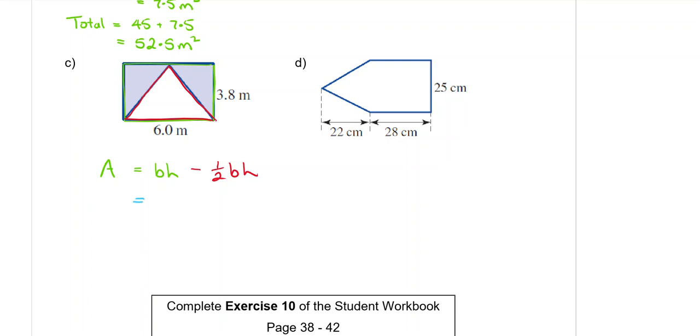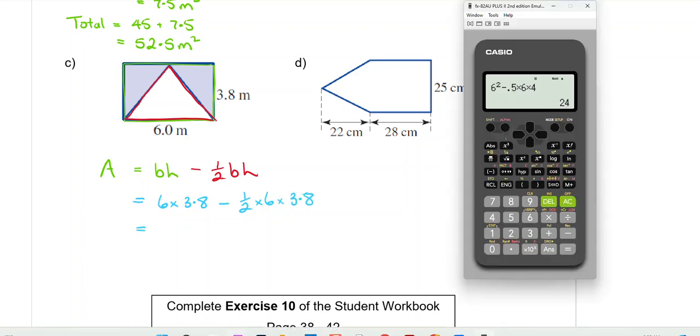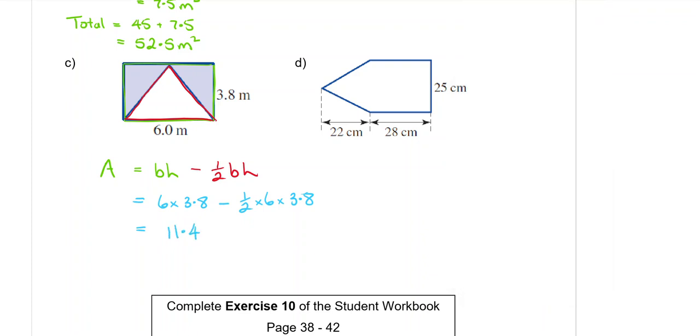Second line, sub in. The base and the height of my rectangle is the 6 and the 3.8. So 6 times 3.8. Then minus the triangle, which would also have a base of 6 and a height of 3.8. So half times 6 times 3.8 equals, type it in the calculator, 6 times 3.8 minus half times 6 times 3.8 is 11.4 meters squared.